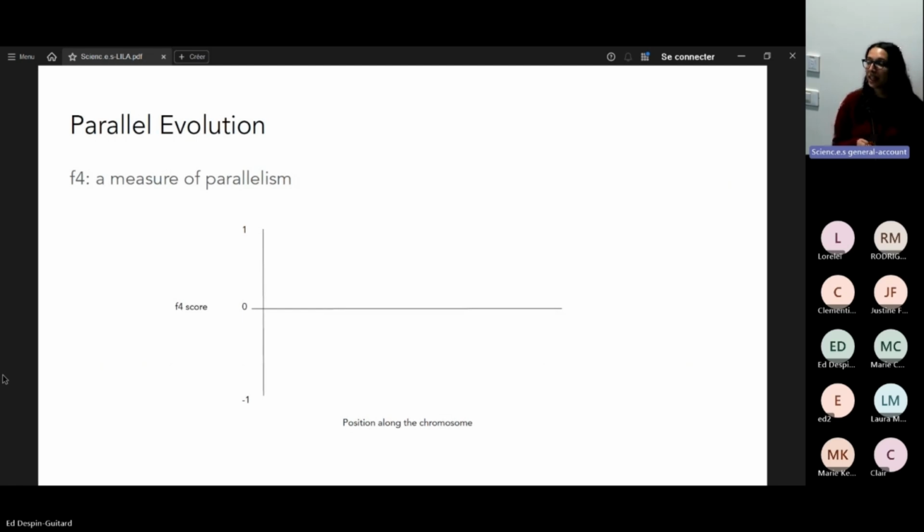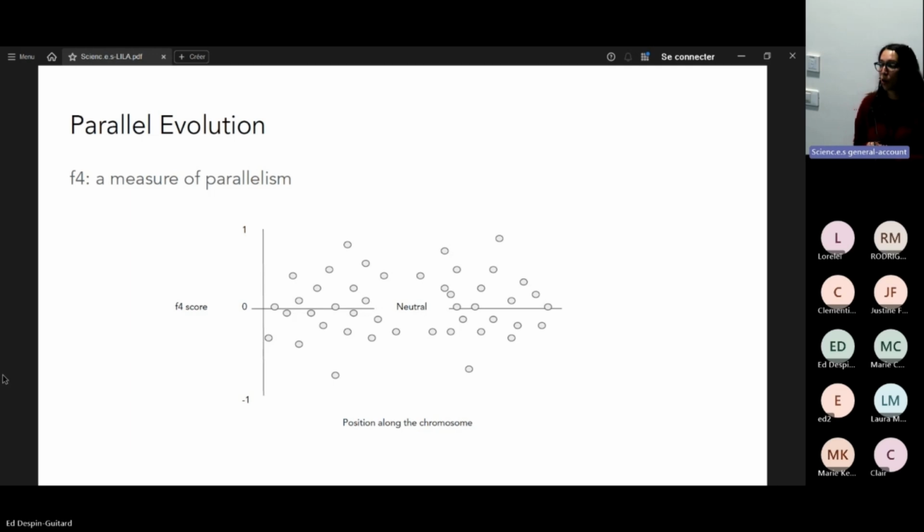And so I decided to take a closer look at parallel evolution throughout the flat oyster genome using the F4 statistic, which for simplicity's sake is just a measure of parallelism. So if we have the F4 score on the y-axis, the position along the chromosome on the x-axis, we can plot all the different genetic markers. And if we see a neutral score of 0, this suggests that there's no parallelism occurring.